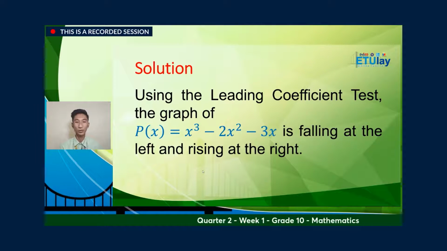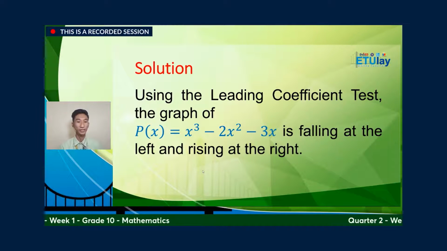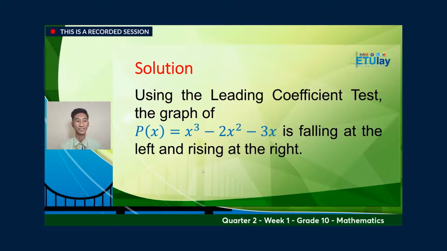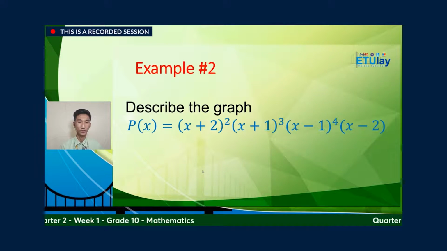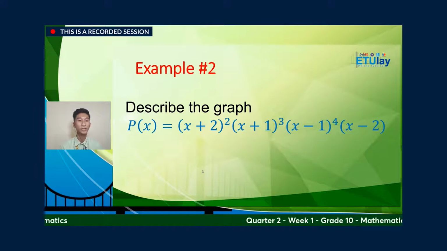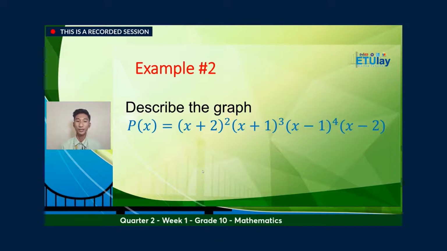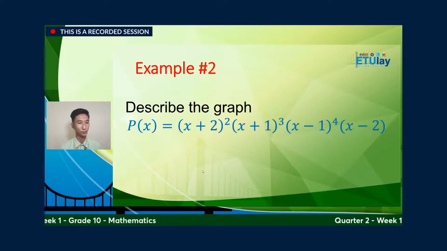Now, using the leading coefficient test, the graph of p of x is equal to x cubed minus 2x squared minus 3x is falling at the left and rising at the right. Now, example number 2. Let us describe this function. P of x is equal to the x plus 2 quantity squared times x plus 1 quantity cubed times x minus 1 quantity raised to the power of 4 and times x minus 2.